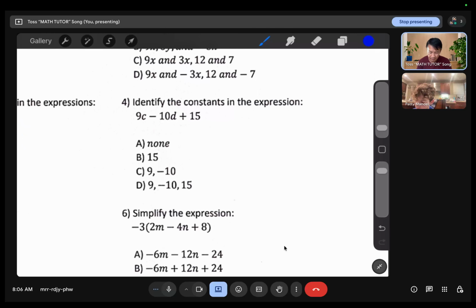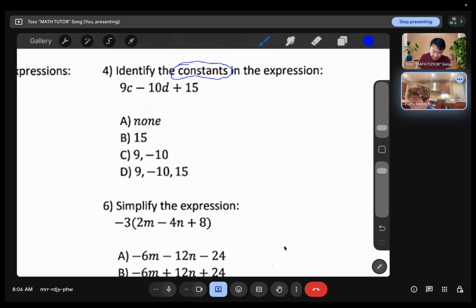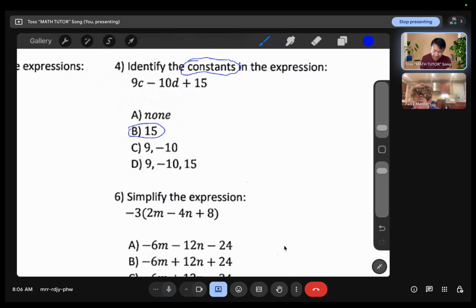4. What do you think? The constants. Just 15, right? Yeah, just 15. Yep. B.